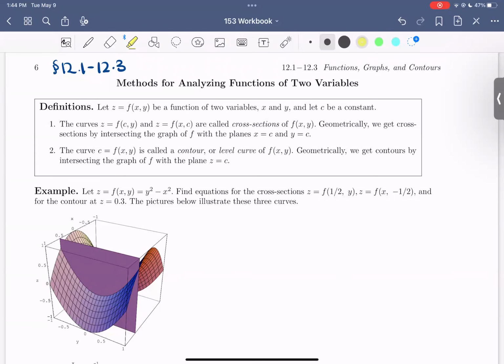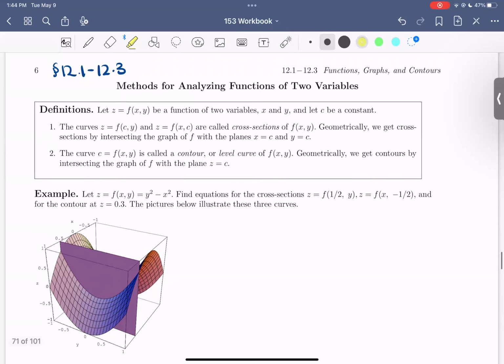In this video, we're going to look at the next example and some definitions in sections 12.1 and 12.3. All right, so first let's look at some definitions. These definitions are going to help provide us with some methods for analyzing functions of two variables.